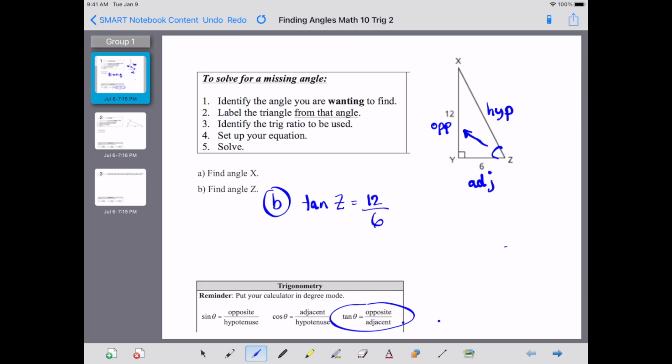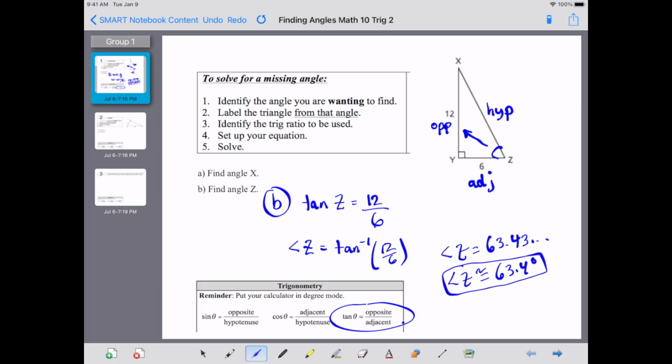Again, I put a little cross through the Z just so it doesn't get confused with a 2. And we do the same thing that we did in the last question. So in order to find angle Z, we have to take the inverse of 12 over 6. So you're doing the tan inverse of both sides. And then when we do that, we get 63.43... So we will round that to approximately 63.4 degrees if we round to the nearest tenth.